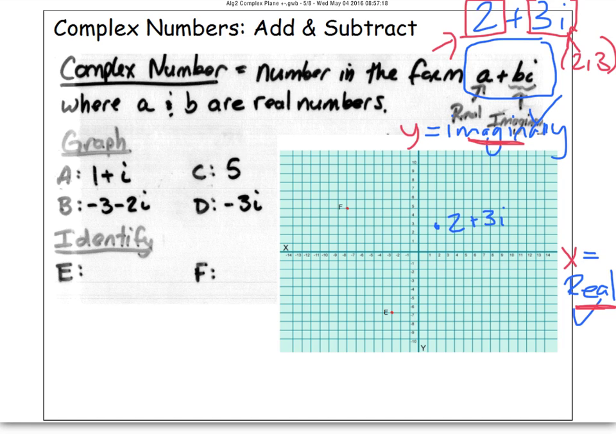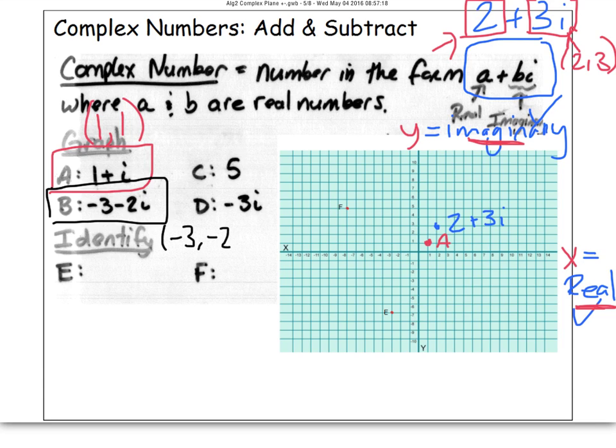So let me show you how to graph 4 more of these. If we graph here the letter A, it's the number 1 plus 1i. The real number is 1, the imaginary is 1i. So the ordered pair would be 1 for the real and 1 for the i. I would go over 1, up 1, plot the point, and call it A. To plot the letter B, that's the complex number negative 3 minus 2i. That's going to be the ordered pair (-3, -2). So I go left 3, down 2, plot that point, and I'm going to call it B.